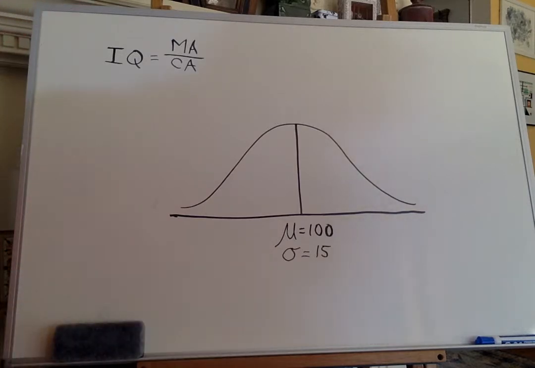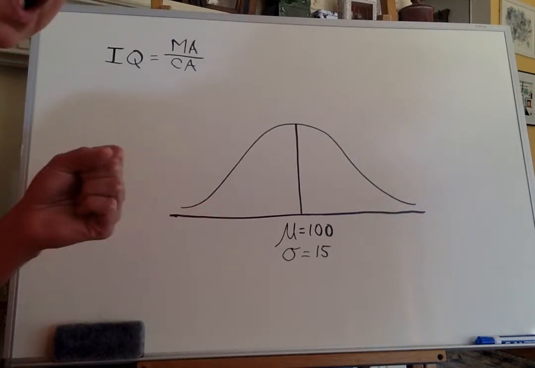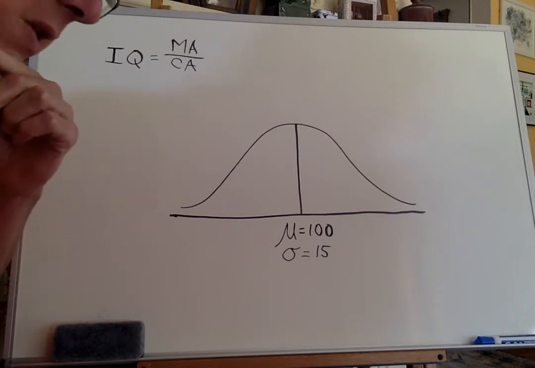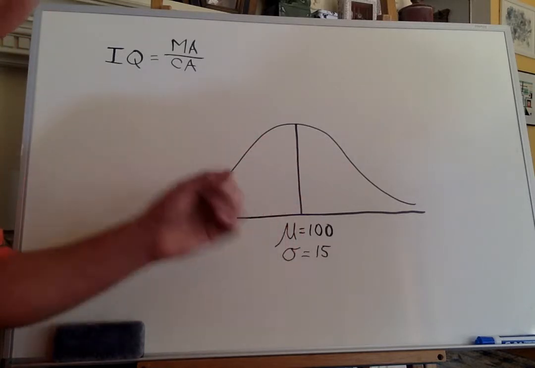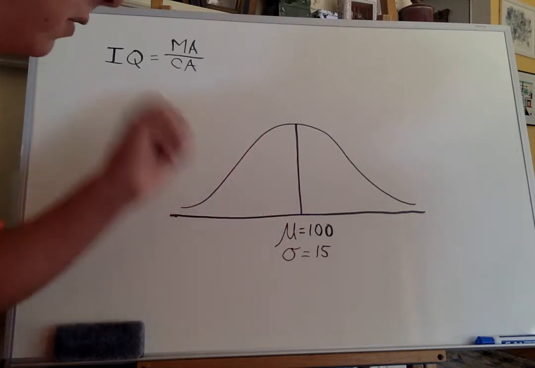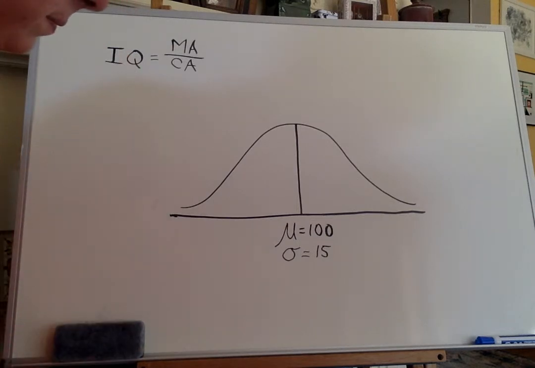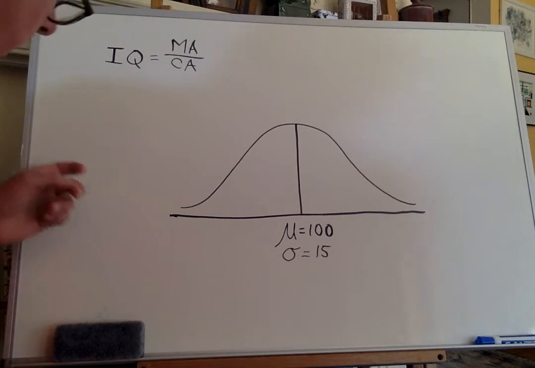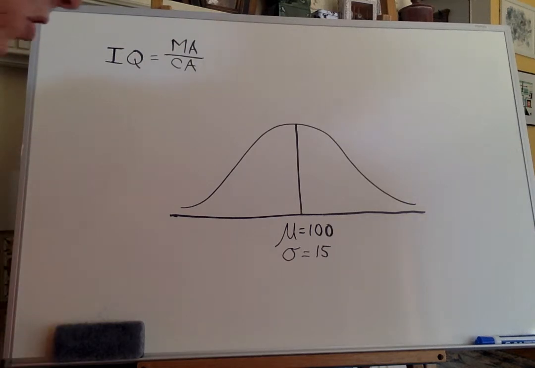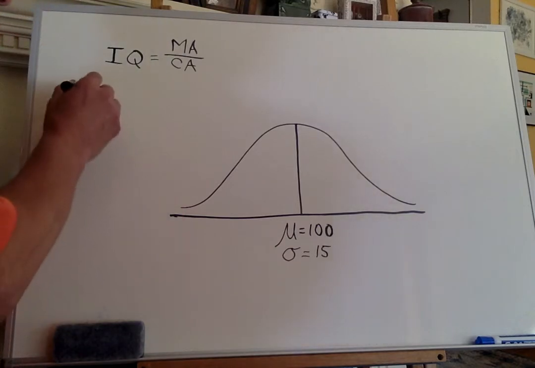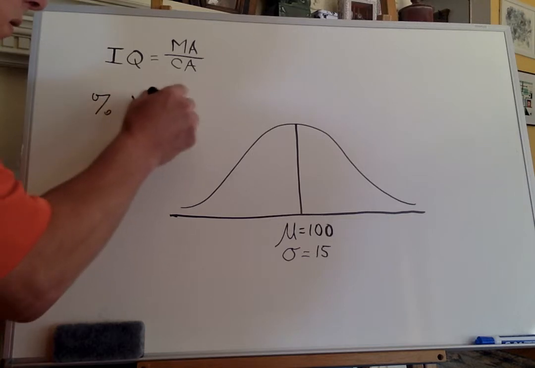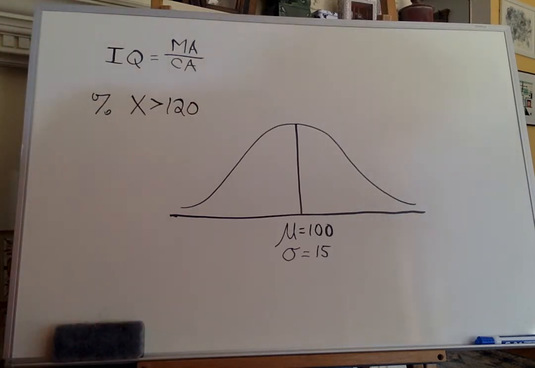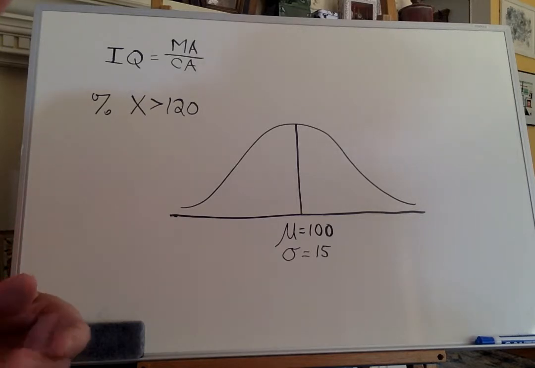Knowing the parameters, knowing how z-scores work, using our unit normal table, we can start to answer some interesting questions here about what this curve looks like and the percentages or proportions underneath this curve. For example, let me ask this question. What would be the proportion or the percentage of people that have an IQ score that's greater than 120?